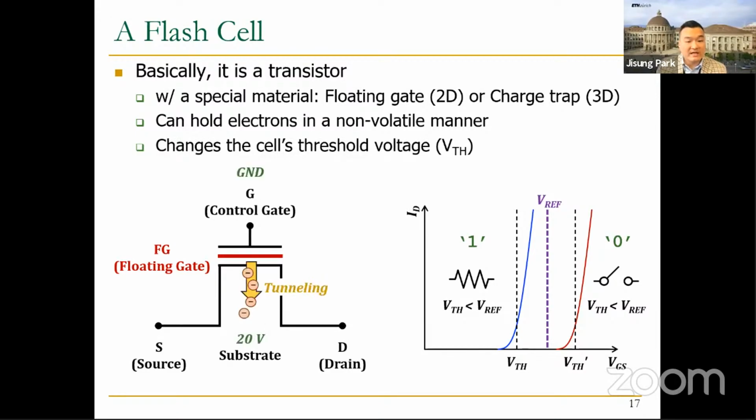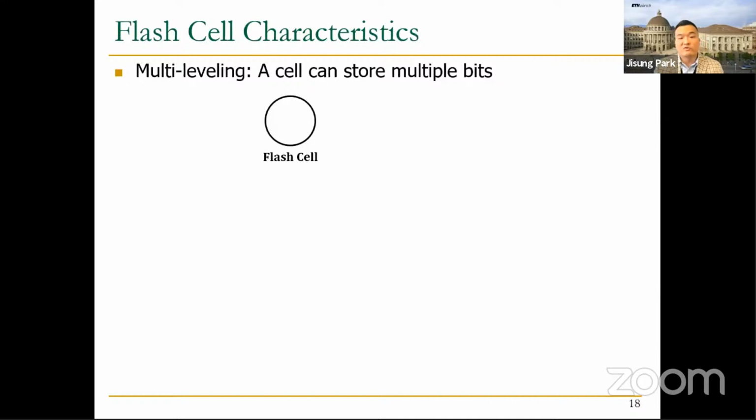And to eject electrons from a programmed cell's floating gate, which we call erase, we need to apply a reverse high voltage between the control gate and substrate. So before we move on to other higher levels of the organization, let's review some basic characteristics of a flash cell.